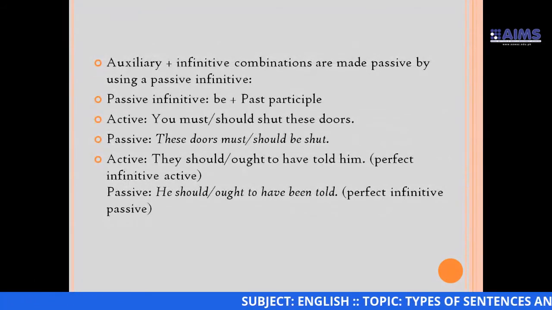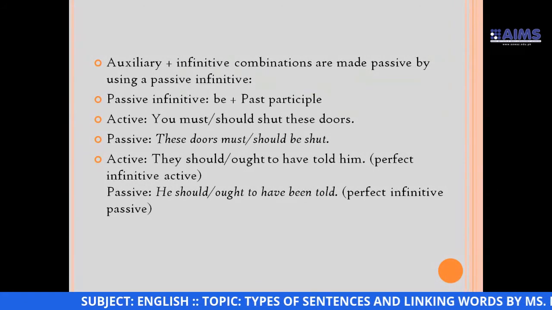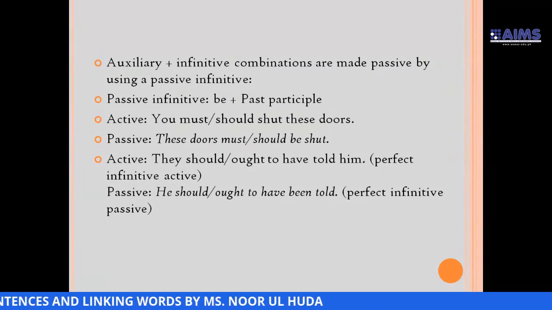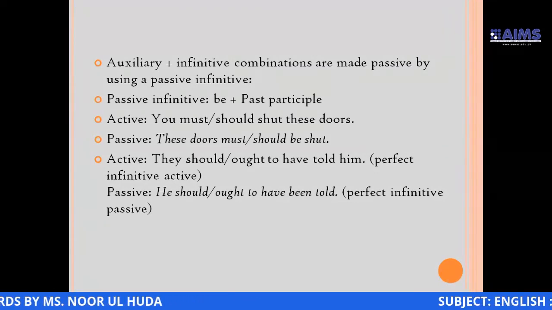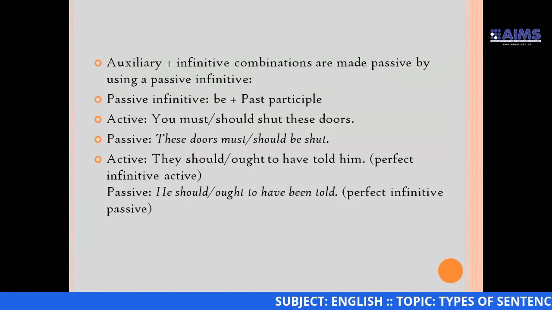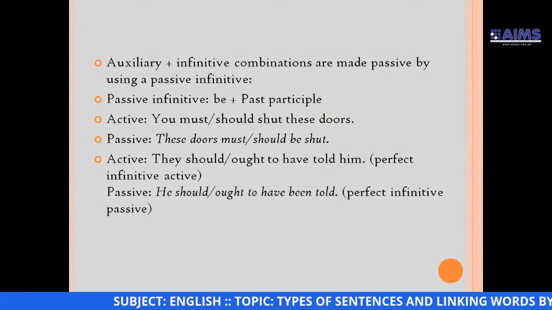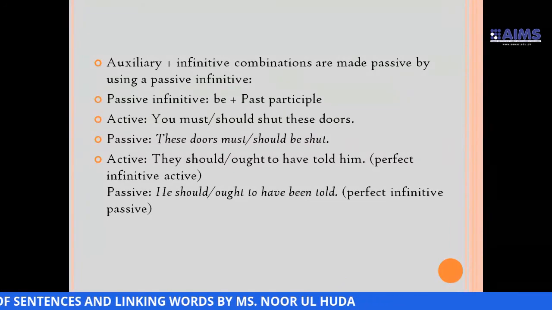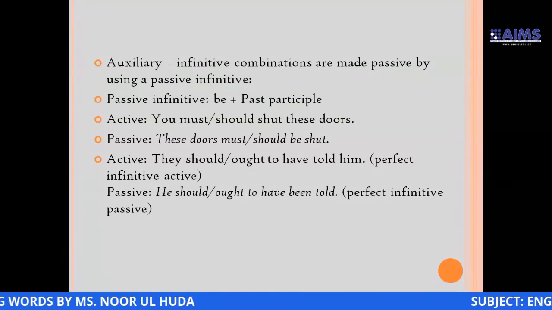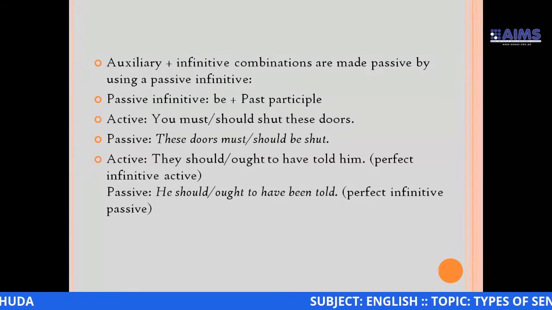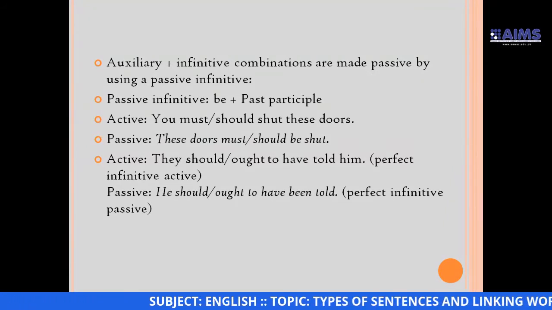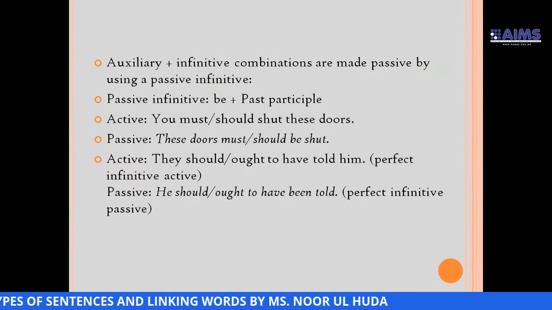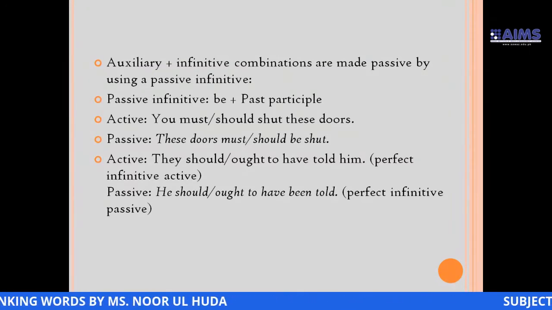Okay, now the auxiliary plus infinitive objectives. Now what is the meaning of the infinitive? Let me clear you about the infinitive combination. Infinitive means first form of the verb, means the bare form of the verb without any other inflection, means the basic form of the verb. So auxiliary plus infinitive combinations are made passive by using a passive infinitive. What is the passive infinitive? Be and the past participle, be and the third form of the verb, right?